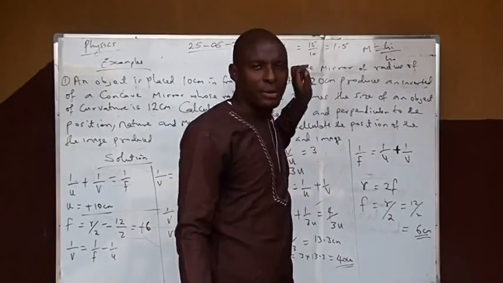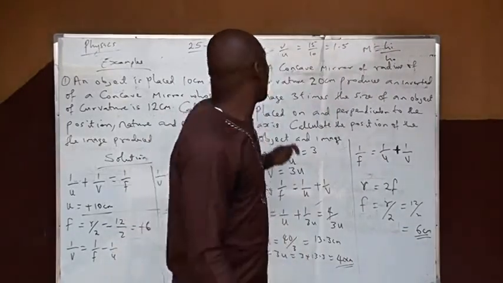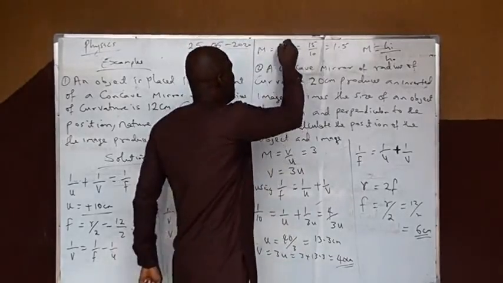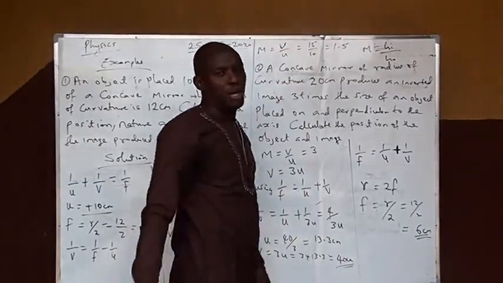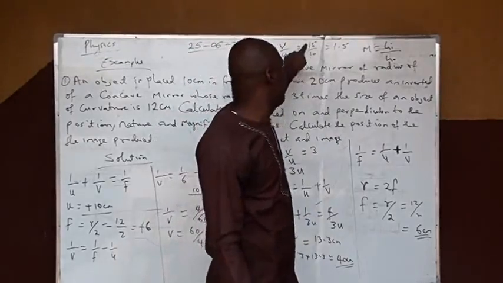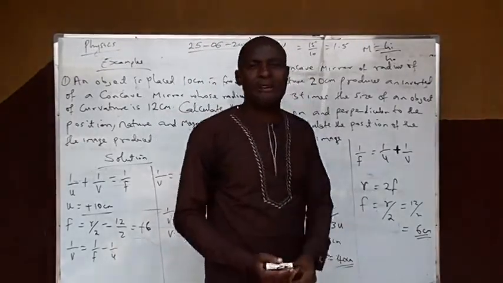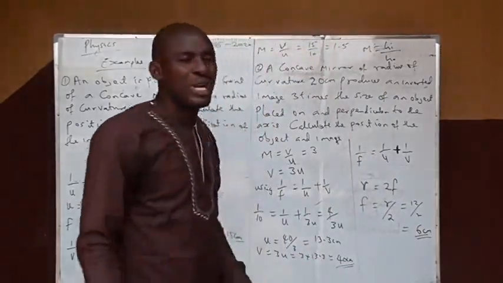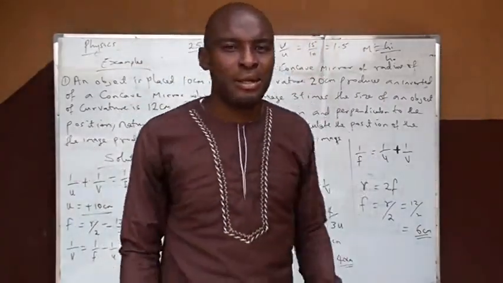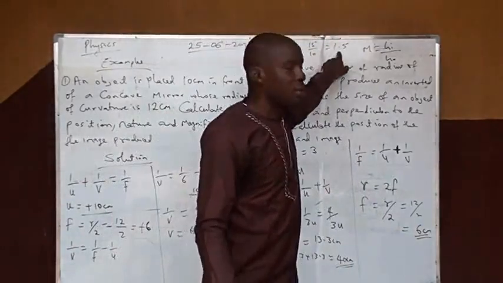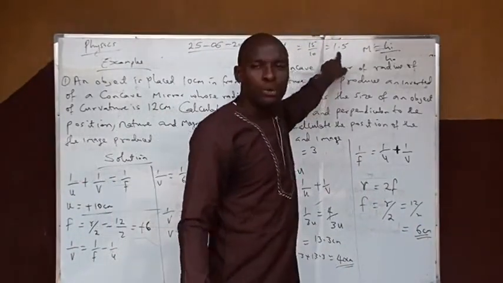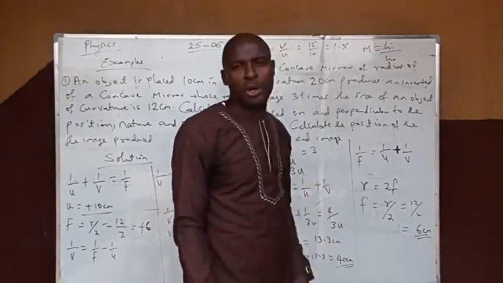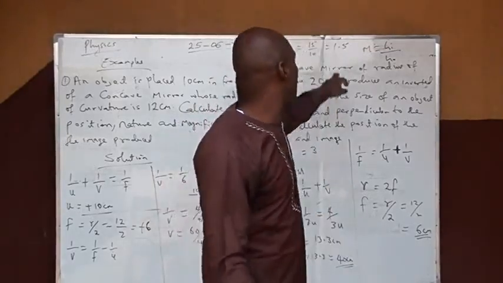But because of the ratio that we derive from the pinhole camera, we can now say that M is equal to V over U, where V is the image distance and U is the object distance. Substituting, you have 15 over 10, which is equal to 1.5. So by the nature of the image, we can say that the image is magnified. The image is magnified because it is greater than 1. It means that the image height is greater than the object height. That is what we mean by magnified.